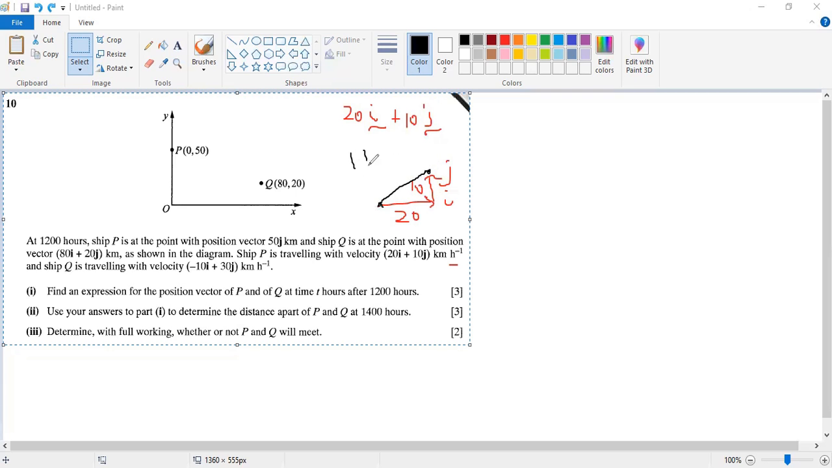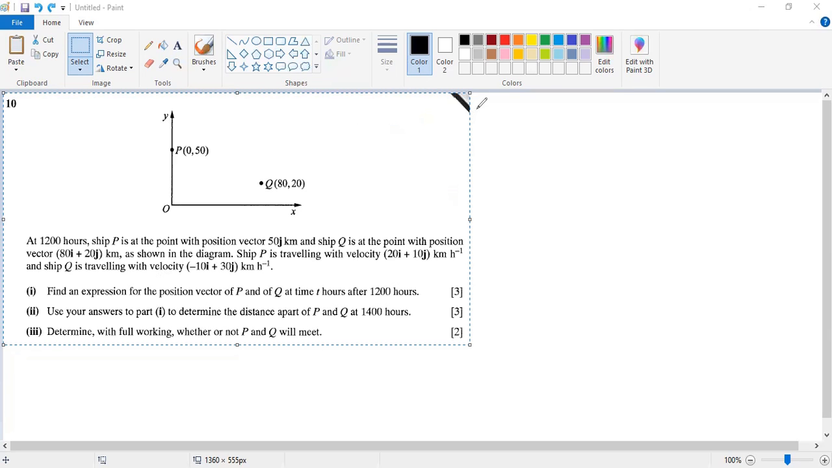That means in 1 hour, the ship P moves from, let's say, P1 to a second position P2. What is this? From P1 to P2, 20 to the right and 10 to the top. Then 20 again to the right the next hour, and 10 up again. So that's what it means visually, a vector definition of speed. Okay, so it's a bit more interesting, isn't it? Same thing with the Q there.